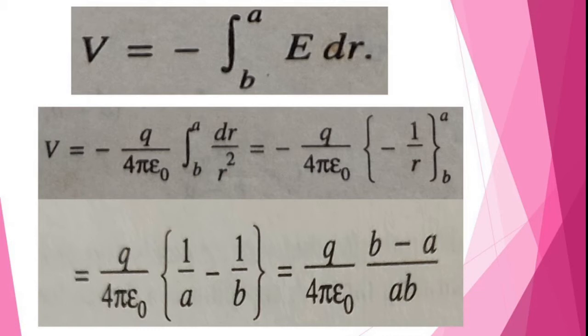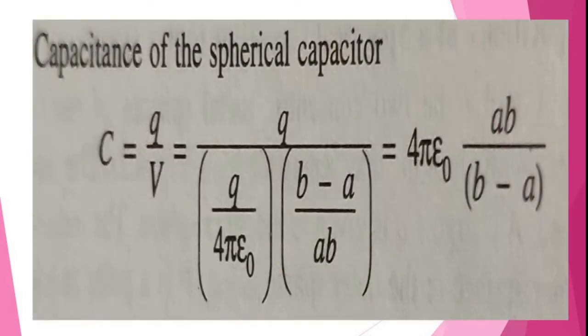Now what is capacitance? Capacitance is given by Q by V. So divide Q by the V we got. So Q divided by Q by 4 pi epsilon 0 into b minus a by ab. Cancelling Q, we will get the capacitance of a spherical capacitor as 4 pi epsilon 0 ab by b minus a.